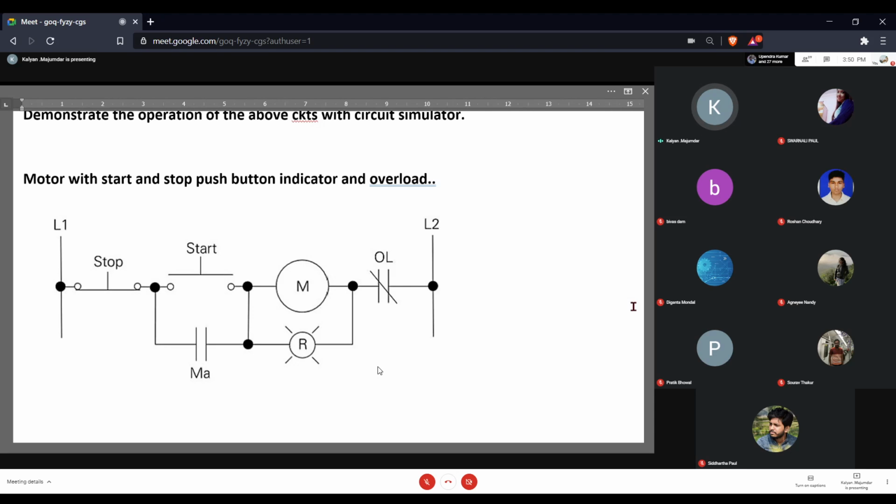rather than using a two-state switch or a latch switch for starting and stopping motors and all kinds of machines. That is the primary reason.